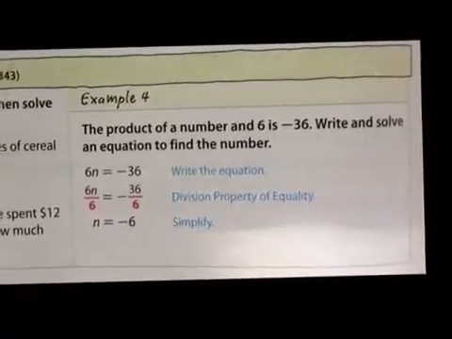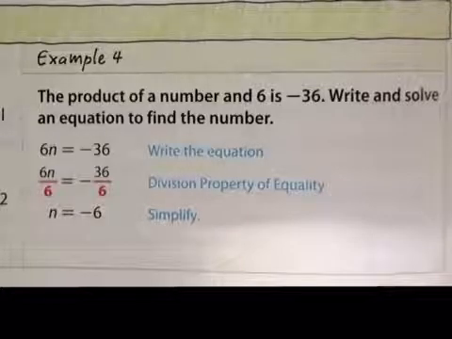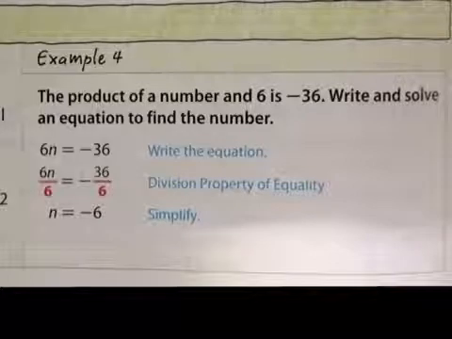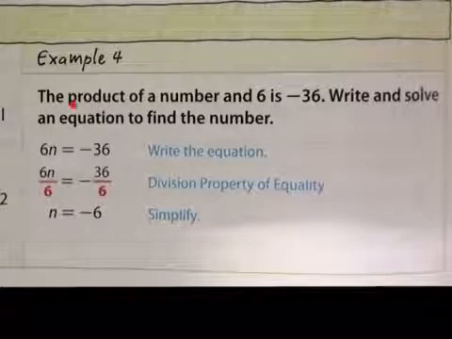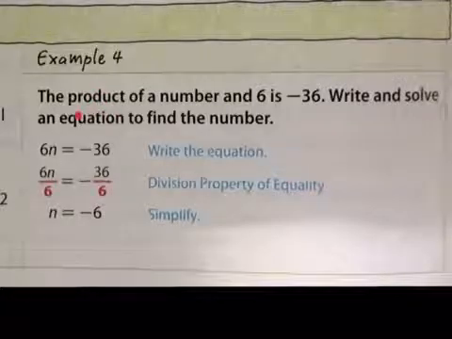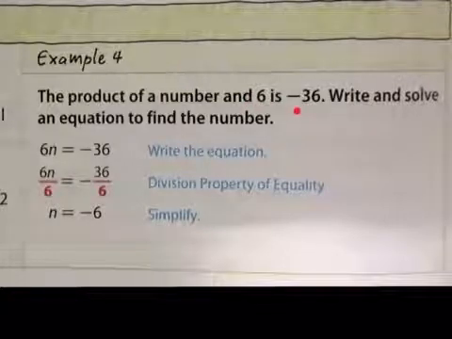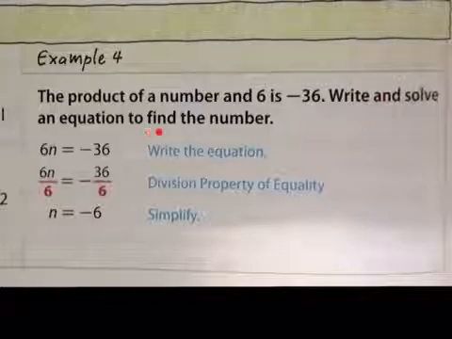Here we have the example, where we have to focus on the wording because we're writing equations based on words. So we have to pay attention to words such as product, quotient, sum, or difference, okay? The product of a number and 6 is negative 36. So the product of a number, we don't know the number, and 6 is negative 36, right? And solve an equation to find the number.